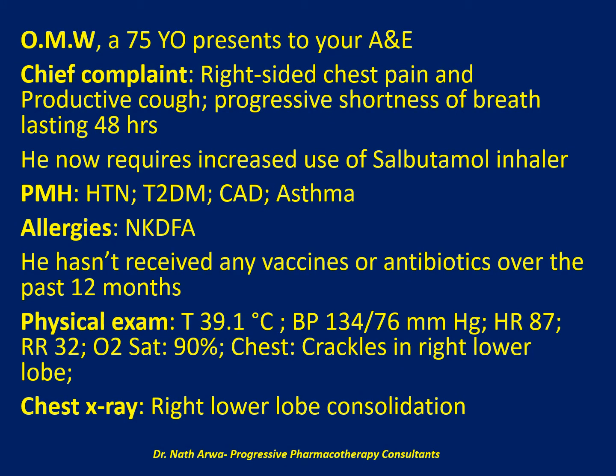And the first question reads, patient OMW, a 75-year-old, presents to your accident and emergency department complaining of right-sided chest pain and a productive cough. He also complains of progressive shortness of breath lasting 48 hours. This patient now requires increased use of salbutamol inhaler. He has a past medical history of hypertension, type 2 diabetes mellitus, coronary artery disease, and he is also asthmatic.